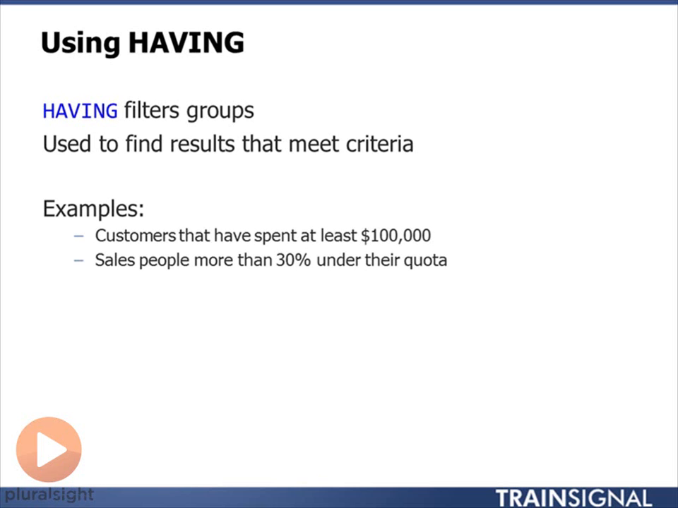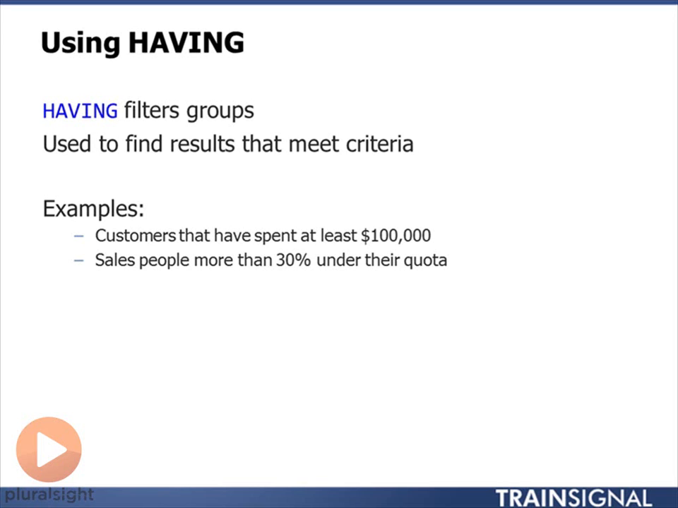So for example, I might be looking for customers who've spent at least $100,000. Now, if I want to find the total amount that a particular customer spent, or all customers spent, that's of course going to require an aggregate, we'll say sum, and then a group by for the customer. And then if I want to look for just those big customers, just the ones that have spent at least $100,000, that's where my having statement is going to come into play.